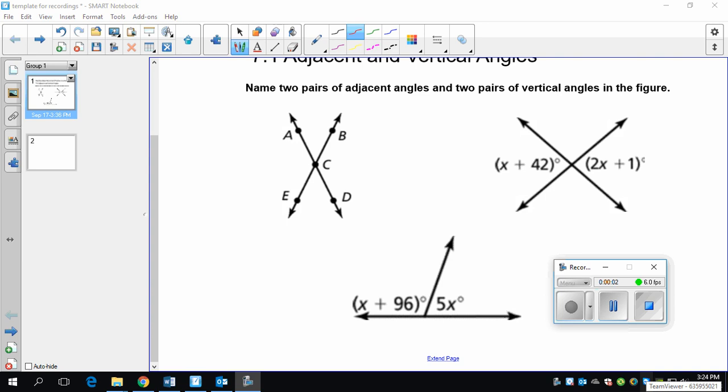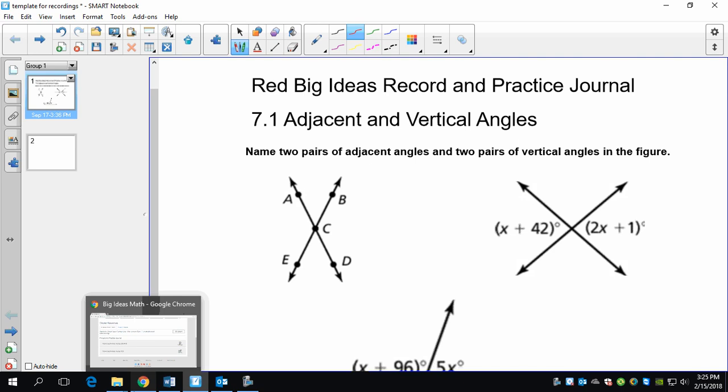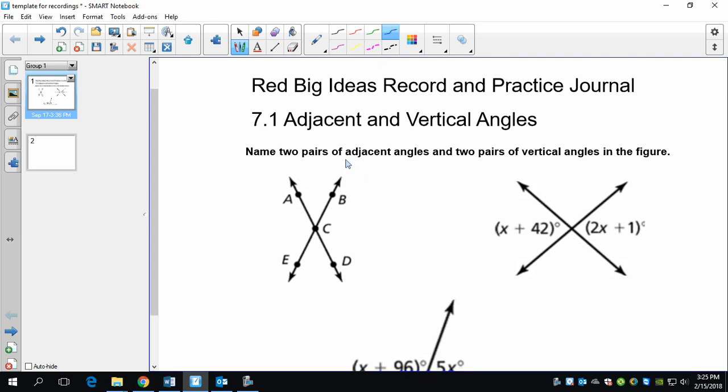Okay, we are working with 7.1 in the red Big Ideas Record and Practice Journal, and today we are working with adjacent and vertical angles. When we talk about adjacent angles, we are talking about angles that share a common side and have the same vertex. Now, what I'm going to do is I'm just going to do those in blue.